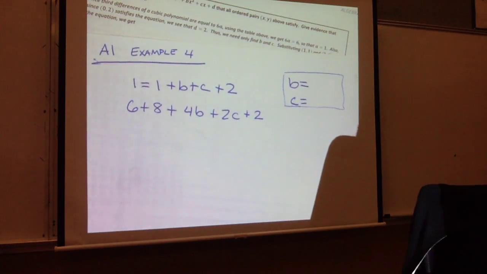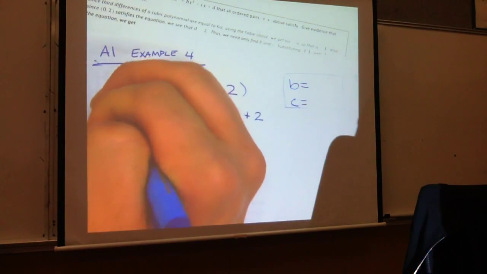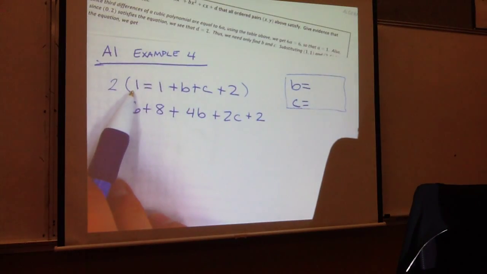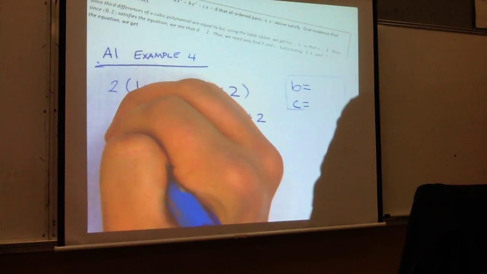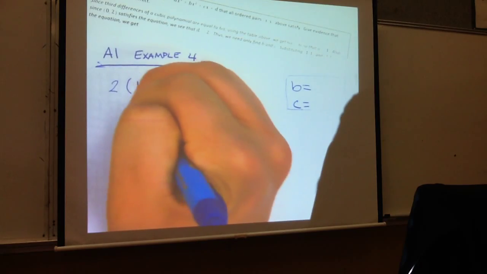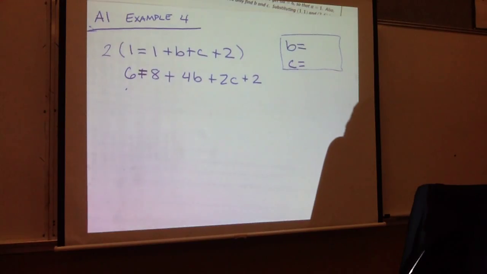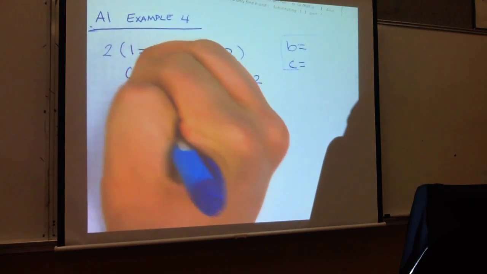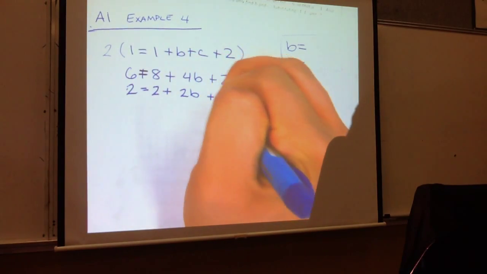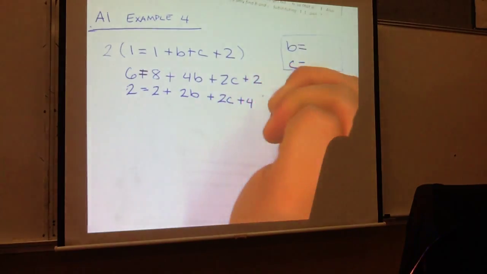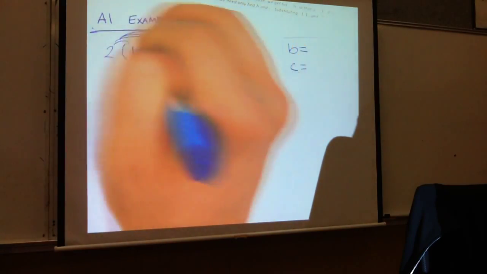And so what we're going to do is multiply this entire equation by 2. Whatever we do to one side, we're going to do to the other to keep it balanced. And so we get 2 equals 2 plus 2b plus 2c plus 4. Everything here was multiplied by 2.